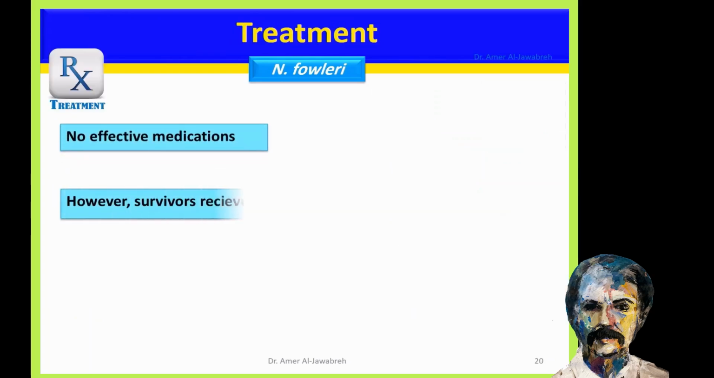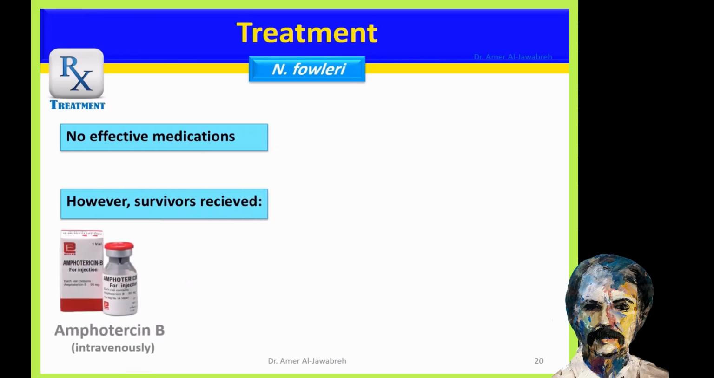What is the treatment? Until now, there is no effective treatment. Can you imagine? No effective treatment. But those patients who had this disease have been given a cocktail of drugs. For example, amphotericin B, intravenous. Amphotericin B is a drug for fungus and can also be used for visceral leishmaniasis. Just blindly, hoping that it will work.